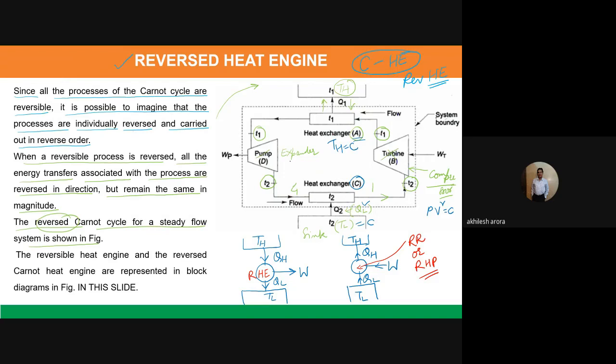And then there is an expander in which the process taking place is PV raised to the power gamma equal to constant. That is a reversible adiabatic process, and the expansion takes place and we get certain work output which has been shown here. It is WP because it was shown as a pump, but actually it is WE. Instead of turbine it should be WC.